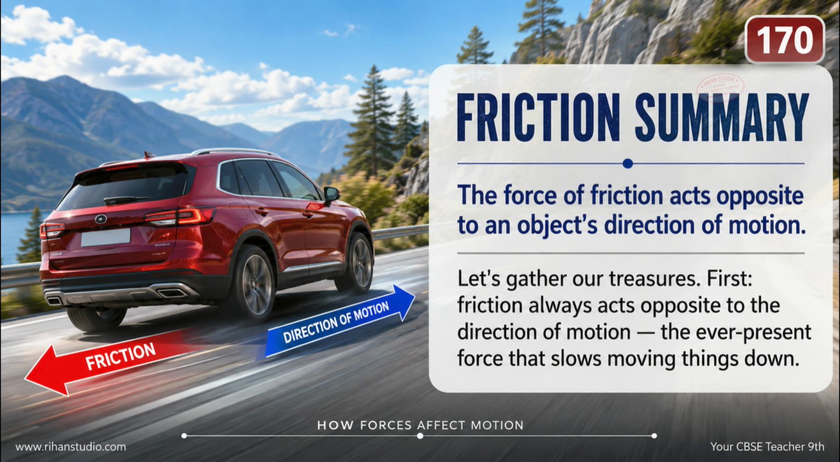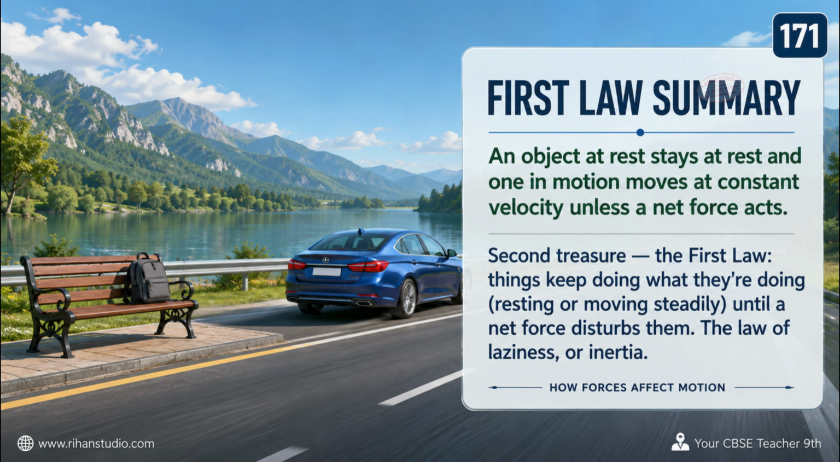Friction summary. Let's gather our treasures. First, friction always acts opposite to the direction of motion, the ever-present force that slows moving things down. First law summary. Second treasure. The first law. Things keep doing what they're doing, resting or moving steadily, until a net force disturbs them. The law of laziness, or inertia.